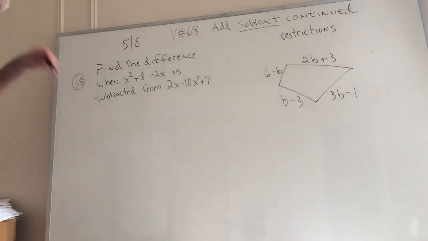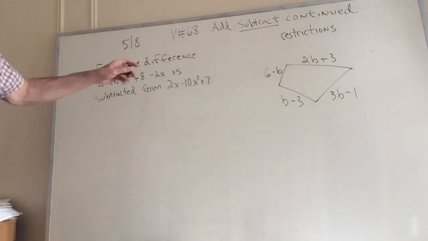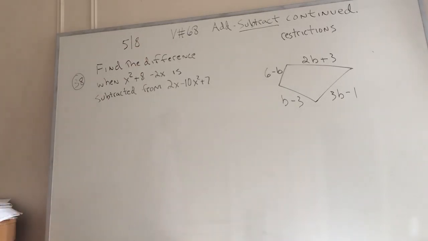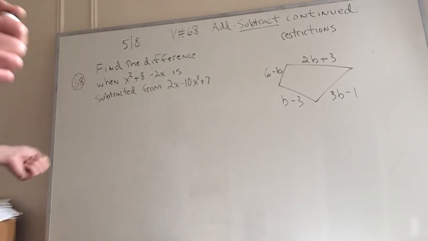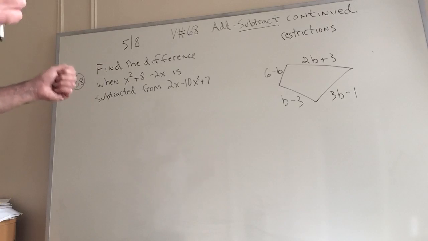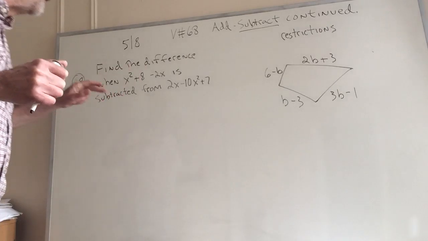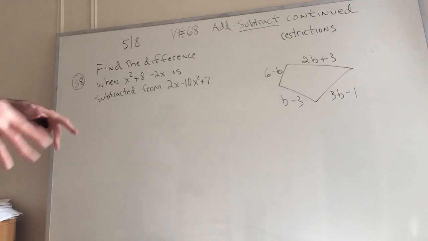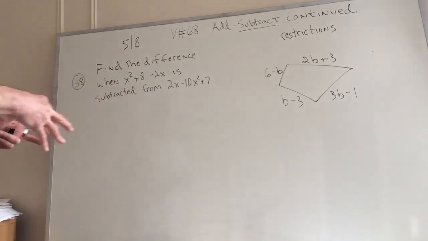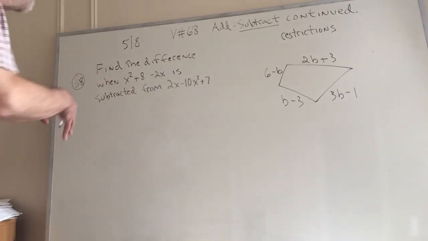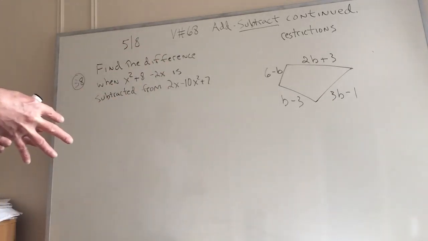Okay, so here's problem number 38, and they say find the difference when x squared plus 8 minus 2x is subtracted from, and then you have another algebraic expression, that is a polynomial. So when we look at this, we have to find the answer and check it, and we're going to see that what's really going on is these algebraic expressions are just becoming sort of numbers in our minds. They're replacing the number system with x that we learned before, and instead we got all these different powers.